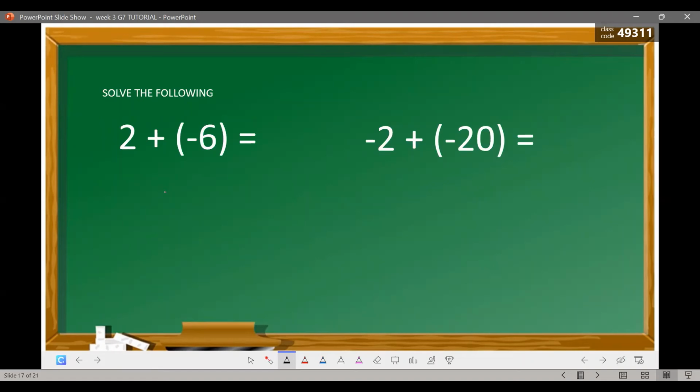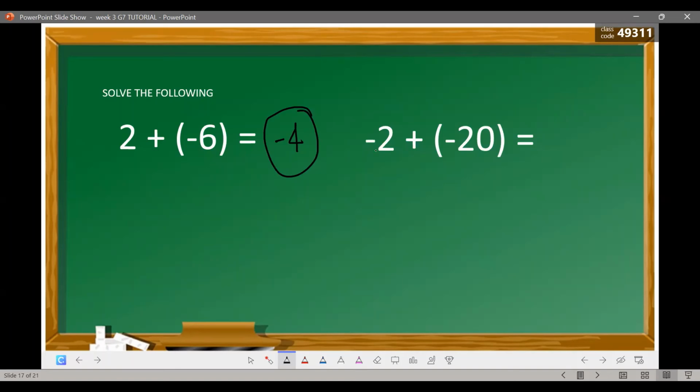Okay, 2 plus negative 6. Okay, we're adding here unlike sign. Okay, so we're going to subtract them, then copy the sign of the bigger absolute value. So we have 2 plus negative 6. The answer is negative 4. Okay, why? Because the bigger absolute value is 6 and the symbol of 6 is negative. So that's why we're going to copy the sign or the symbol of 6. That's why we have negative 4. Okay, so unlike sign, subtract, then copy the sign of the bigger absolute value.